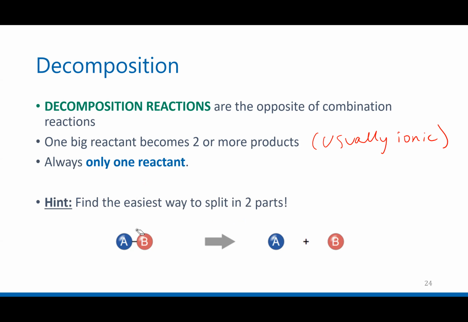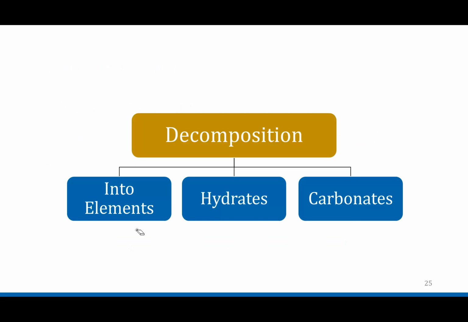And the hint here is, find the easiest way to split it into two parts. And what that means in chemistry is typically we split it into the cation and anion parts. So there are three types of decompositions we're going to look at. I'll be done in 5 minutes, guys, and then I'll save some practice problems for you tomorrow. But I just want to introduce the three types of decomposition.